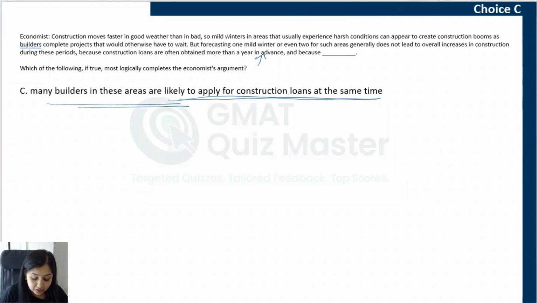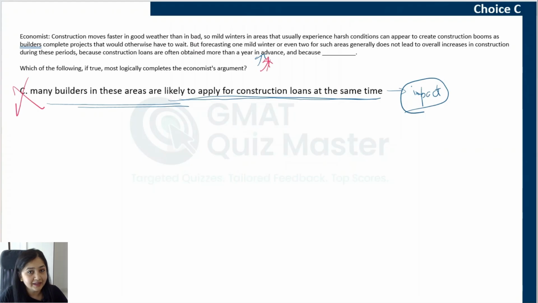It does not talk about the impact of this everyone applying or so many builders applying for the loan together. We do not know whether it would really be a problem or not, and that is why this choice is incorrect. It seems to be in line with what the correct answer choice needs to convey. It seems to be providing a reason why this loan is a problem, but when you are evaluating this answer choice, it does not clearly present the impact of so many people applying for the loan together.